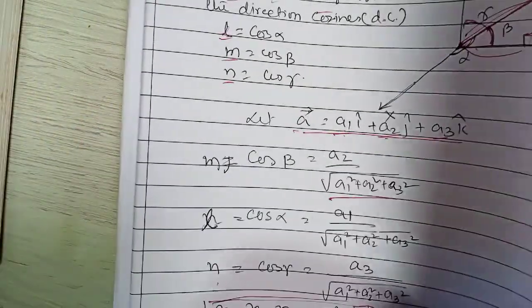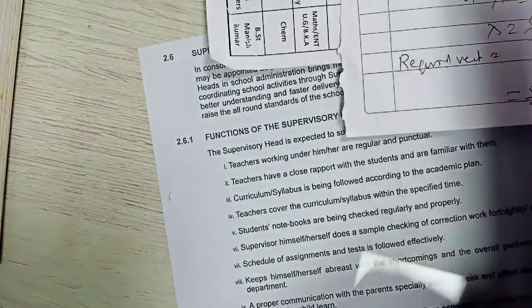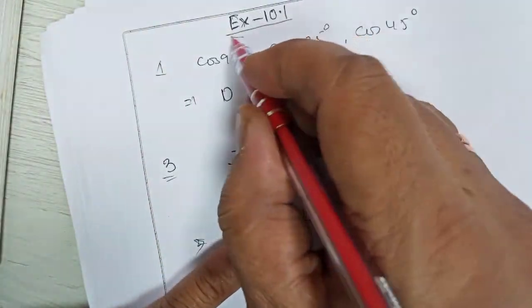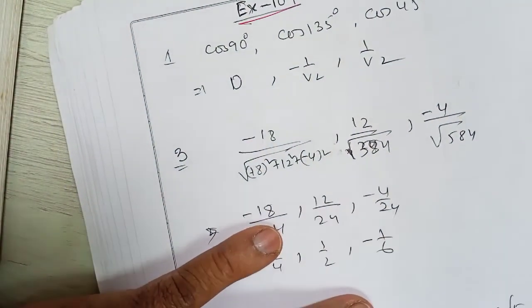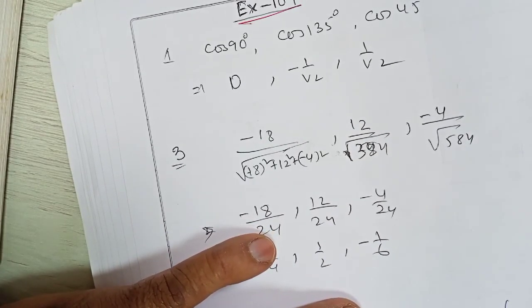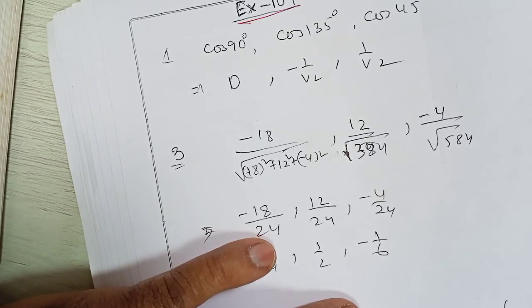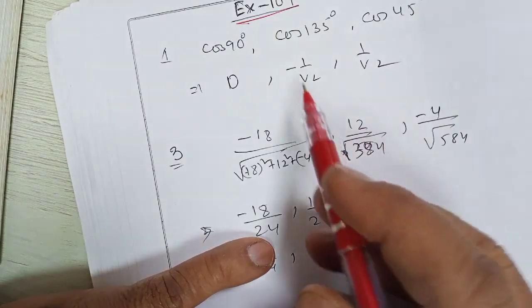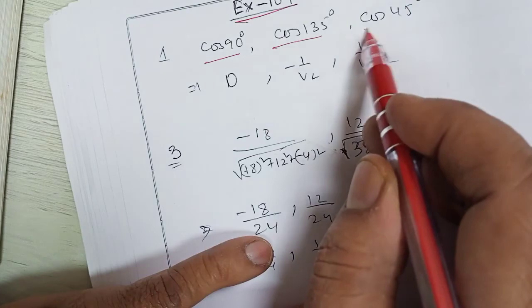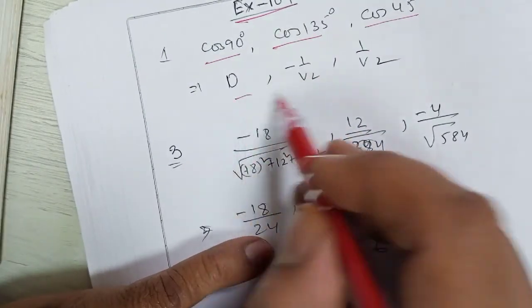Okay, so let us solve exercise 10.1. Question number 1: a line makes 90 degrees, 135 degrees and 45 degrees with the x-axis, y-axis and z-axis. What are the direction cosines? The direction cosines will be cos 90, cos 135, cos 45. These are the direction cosines.